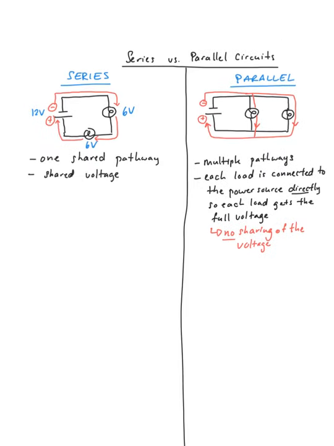We would call this VT for total, and we would call these V1 and V2 for the voltages of those particular light bulbs. So then we would say that the total voltage is equal to the voltage of light bulb 1 plus the voltage of light bulb 2, which means we've got 6 volts plus 6 volts. So the total voltage is equal to 12 volts.